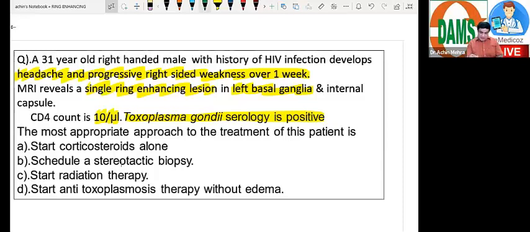Start with anti-toxoplasma therapy, without anti-edema treatment like steroids. Don't use steroids in them. Starting a corticosteroid is not the correct answer. Going for a biopsy is too early. Radiotherapy and all will come later on. If in 2 weeks the patient doesn't respond to your treatment, then you think about primary CNS lymphoma.